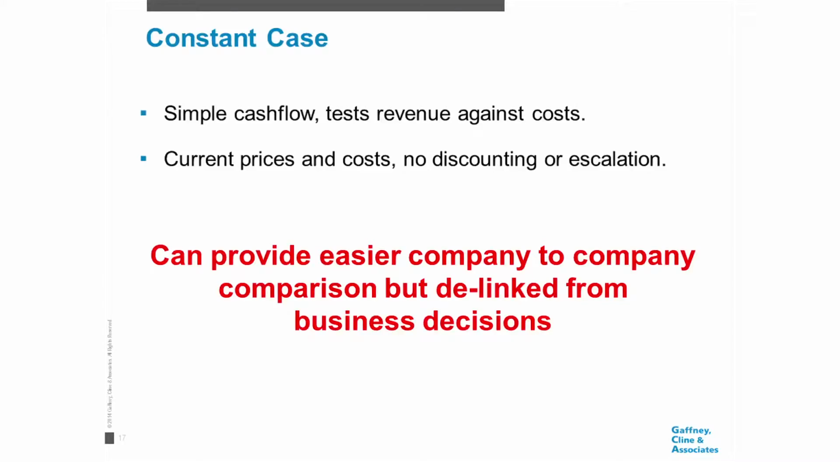What about the constant case? It's a simple cash flow, tests revenue against costs. We use current prices and costs and no discounting or escalation. So why do we do that, or why does the SEC choose to do that? It provides easier company-to-company comparison. All right? If we're all using the same assumptions, then of course you can compare company to company much easier.